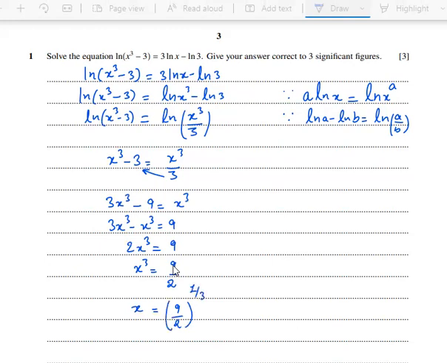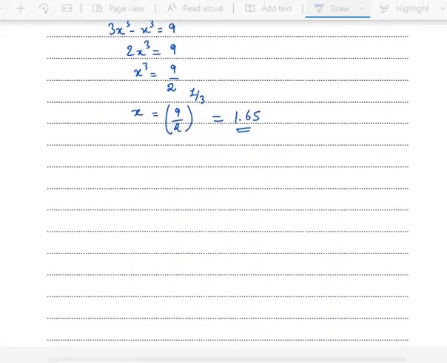So when you take this power to the left hand side, it will become reciprocal. All right. So this value is nothing but 1.65. You can do this in your calculator. You'll get 1.65. Moving on to the next question.